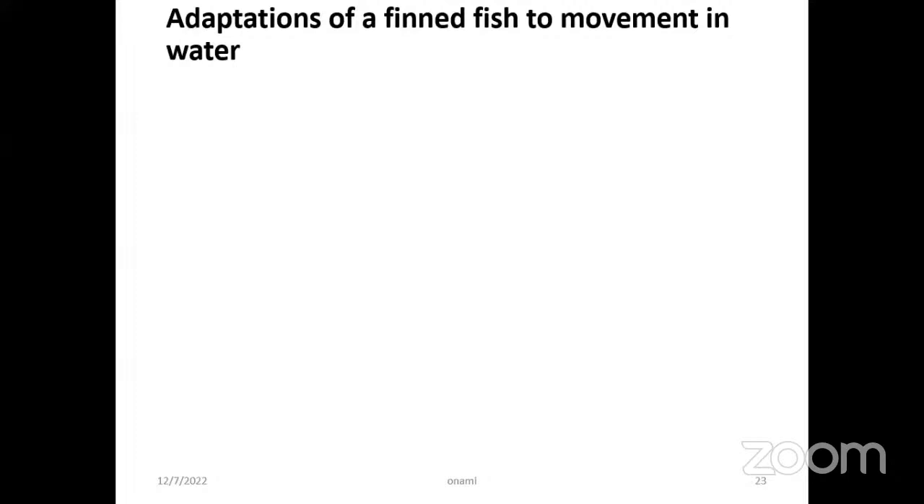Any other point? Yes, Omutere. They have a streamlined body which reduces friction between water and the fish. A streamlined body reduces resistance against water particles, and that enhances movement in water. It enables the fish to move easily. Another point?